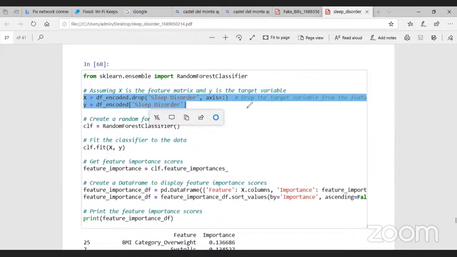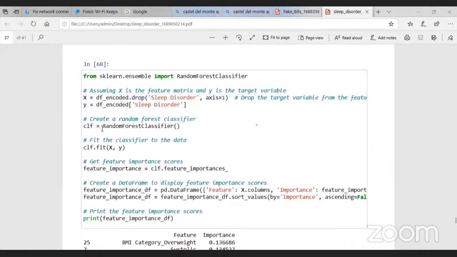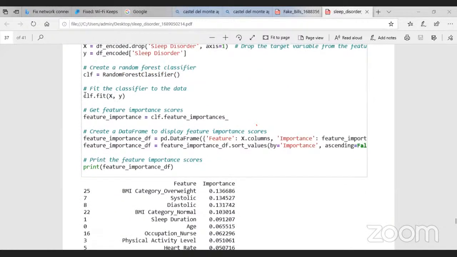So once we do it, what will be the next stage? We have decided what is X and what is Y, what is target, what is feature. Then CLF equal to, I'm just trying to assign this model, random forest, to a variable CLF. Once I assign this model, the model is completed, then we have to fit. Once I say fit, the training will start, guys. This is the stage.